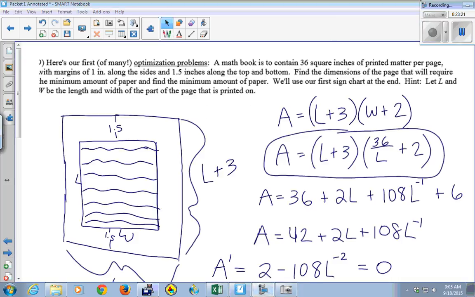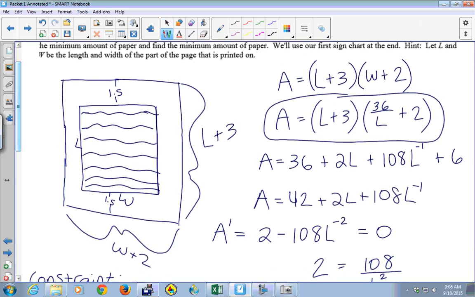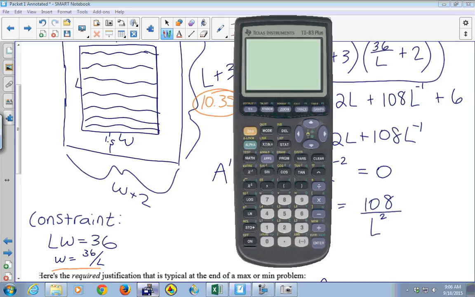One last thing. I never officially answered the question, right, about the printed paper in the math book. So we found that L at 7.35 is a minimum. And we were trying to minimize the amount of paper we use. So if L is 7.35, then my outer dimension, you have to add 3 and you get 10.35. And then W is 36 over L, right, from that. So we'll do that.